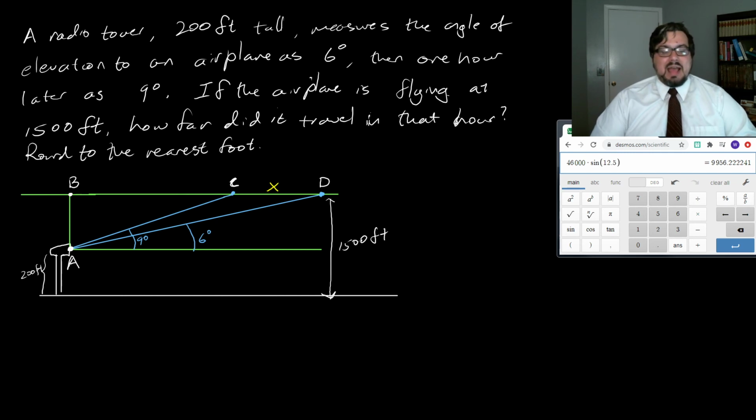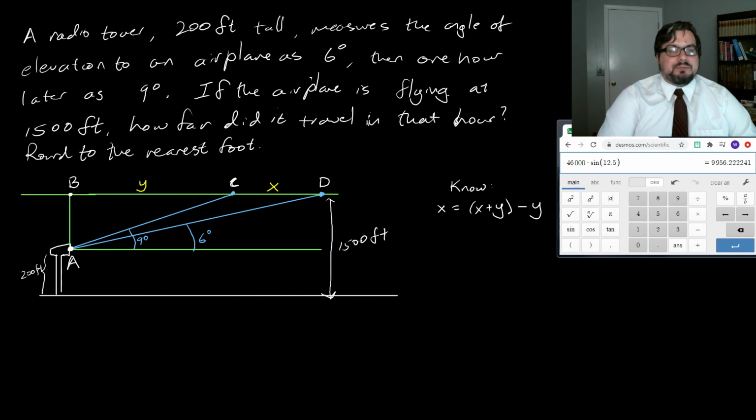So what we have is the following. Let's label this segment from B to C to be y. So what we know is, now I'm going to write down something that'll look really, really obvious. We know that x is equal to x plus y minus y. Now, of course, that's true, but why is that relevant?